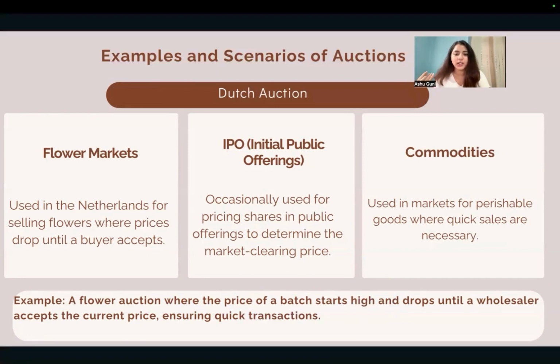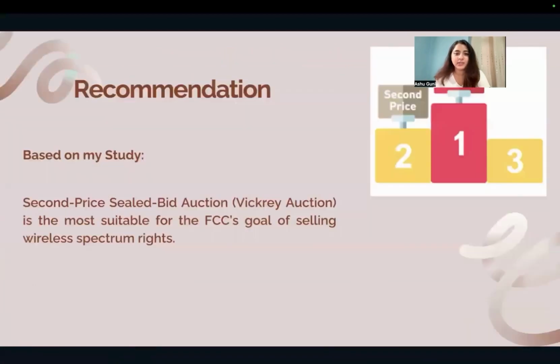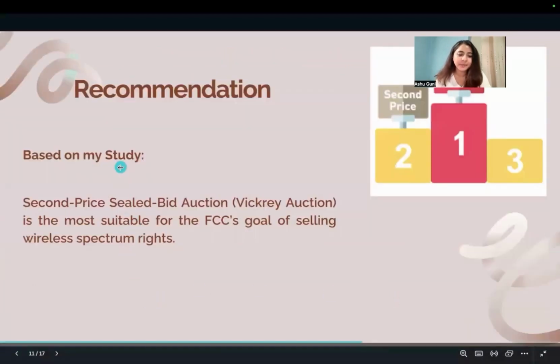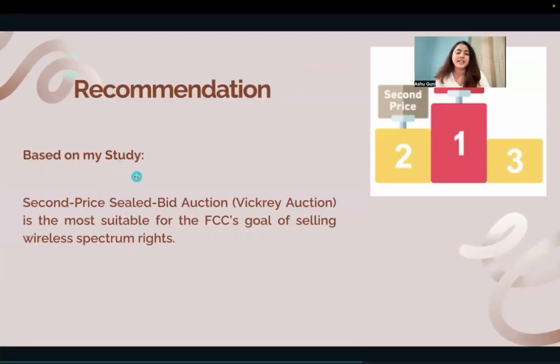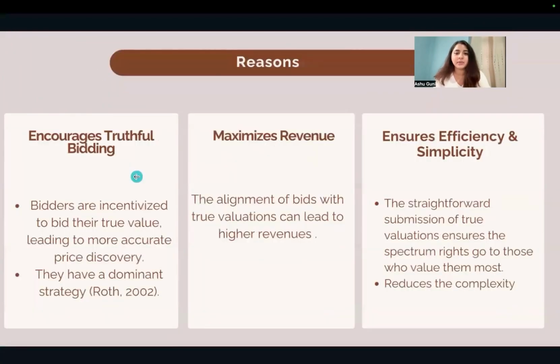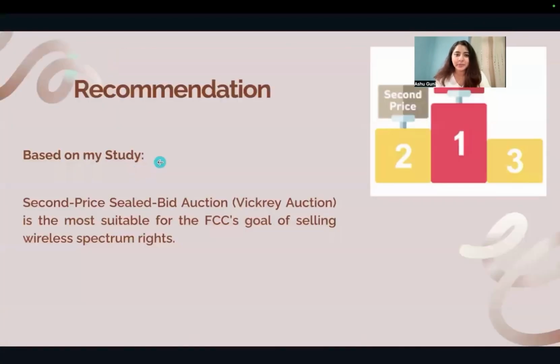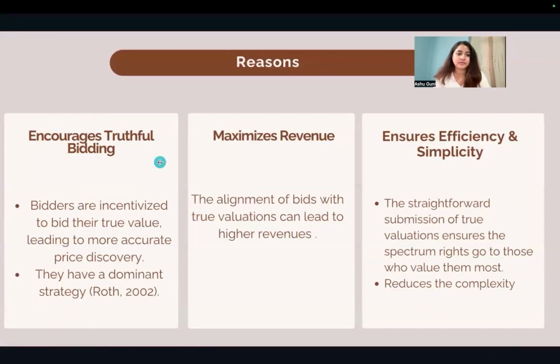Now I would like to recommend the best suitable option based on my study. The second price sealed bid auction, that is the Vickrey auction, is the most suitable for the FCC's goal of selling wireless spectrum rights. I've mentioned some of the reasons behind this. The second price sealed bid auction encourages truthful bidding because the bidders are incentivized to bid their true value, leading to more accurate price discovery, and they have a dominant strategy.